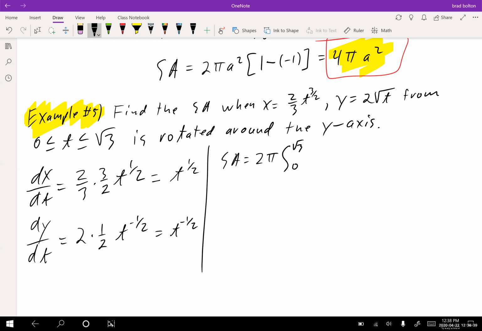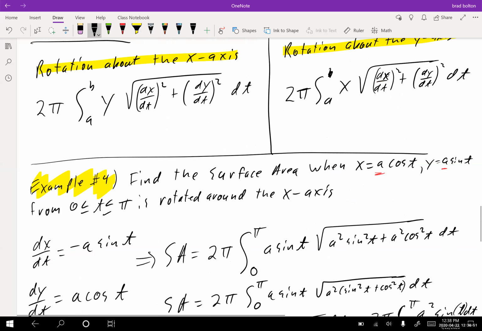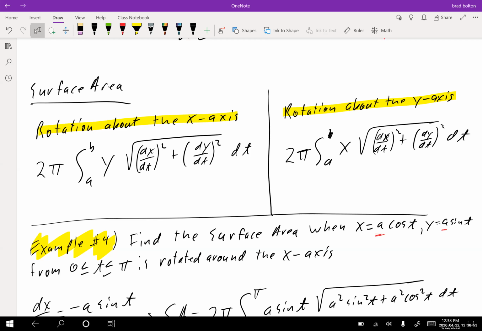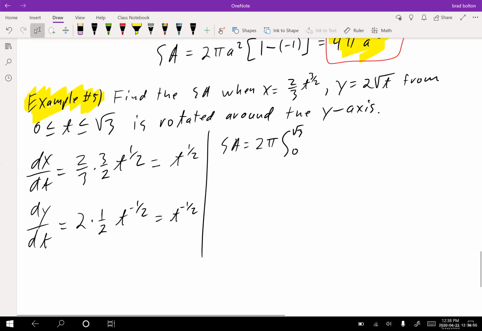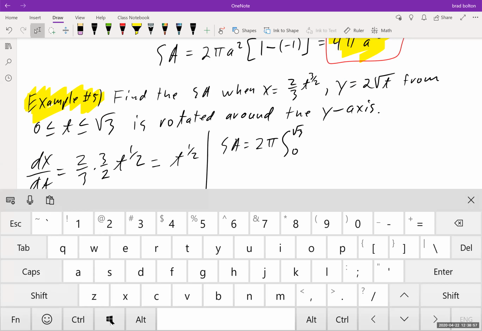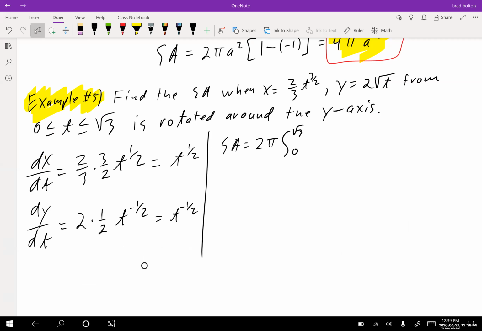So take a minute, you guys, pause the video, and see if you can go from here. And don't forget what I did in the last step. Don't forget to use your x. In this case, because you're rotating around the y-axis, we go to our formula: if we're rotating around the y-axis, we use x. So go ahead and pause the video and see how much you can get done.